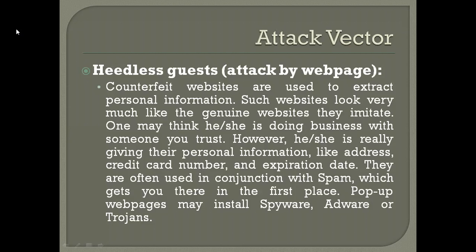So they learn to support the emotional site planning. One may think he or she is doing business with someone who is trusted. However, he or she is really giving their personal information like address, credit card number, and expiration date. So credit card and month and year for the expiry date. They are often used in conjunction with spam, which gets you there in the first place. A pop-up web page may install spam ads, that is advertisements, or Trojans.